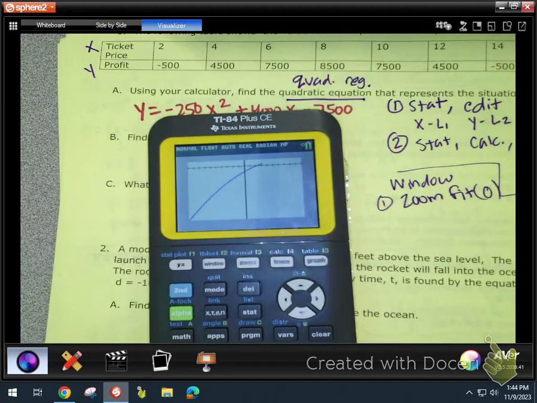Oh my goodness. I am so lost. I see nothing. I see a vertical line. Nothing that helps me. Zoom Fit is a good way to go. Why did it look straight? Because we were just way too zoomed in, and the values were changing so quickly that it just looked like that.